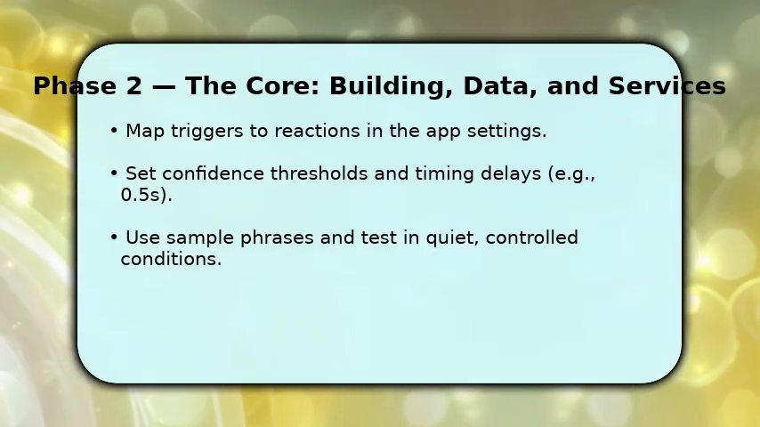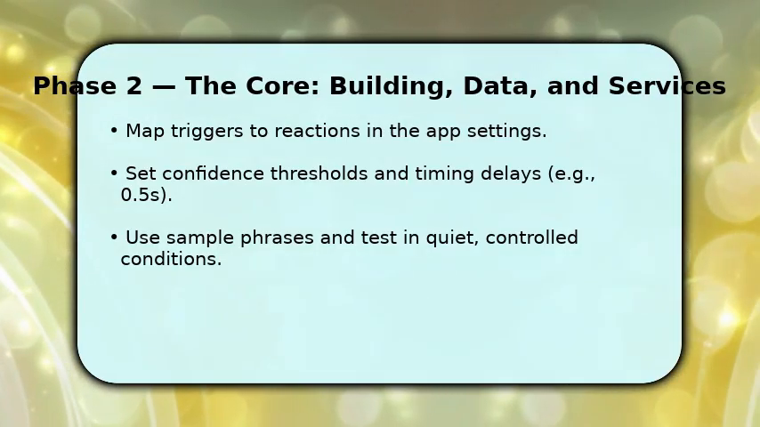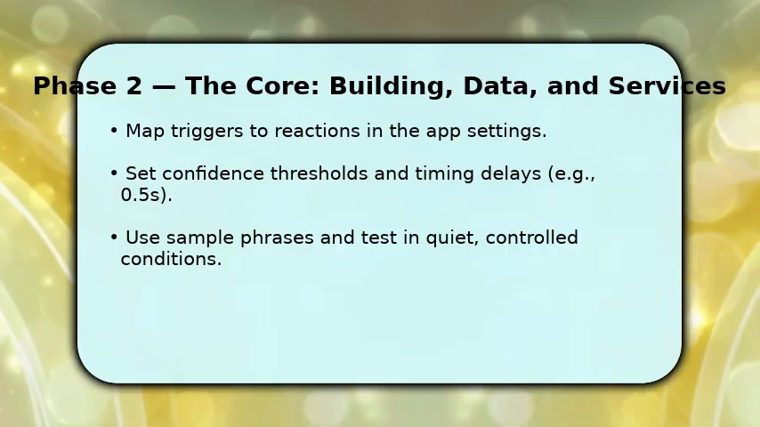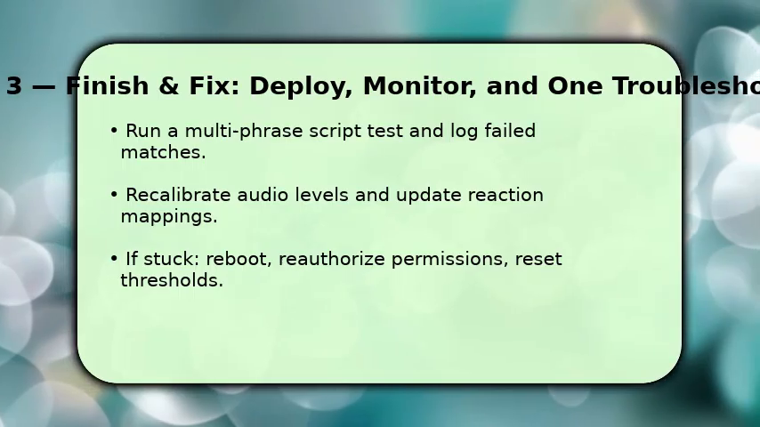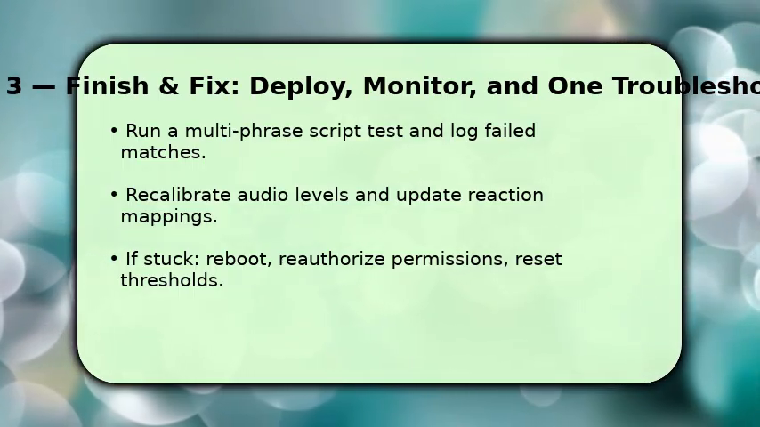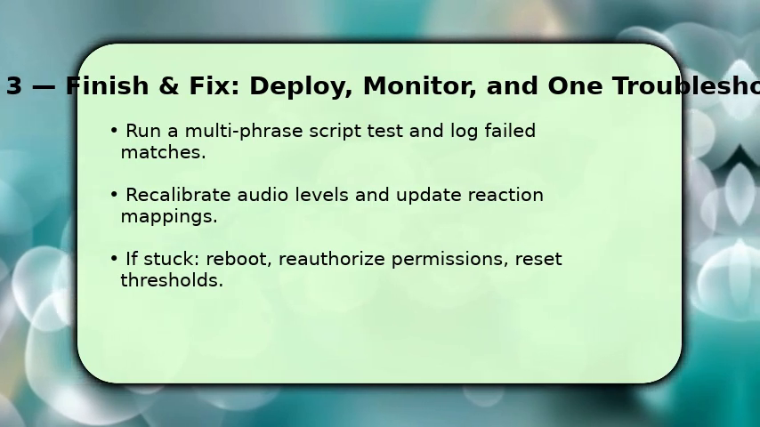Make sure to iterate. Tweak thresholds and delays based on failures, because this tuning. Finally, run a full test with multiple messages and observe Mimu's reactions, noting any failed matches or timing glitches. Recalibrate audio sensitivity and update reaction mappings where responses were incorrect.